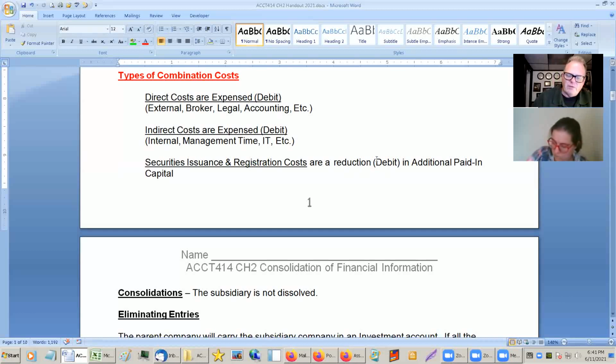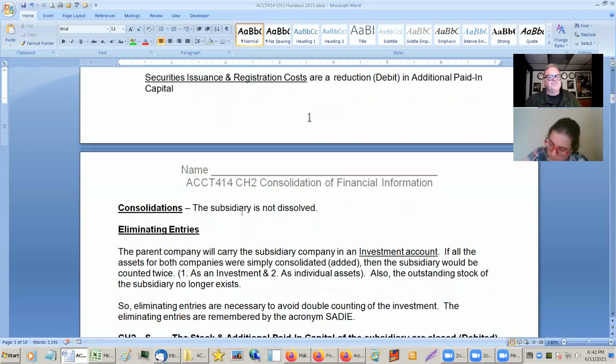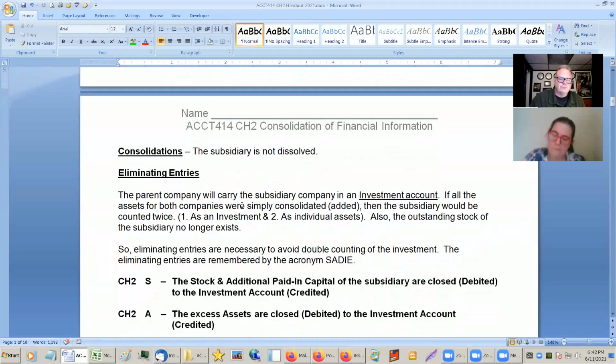So if you buy something for $100 million worth of stock, and it costs $1 million for the registration and all that kind of stuff, then you may say, okay, I really paid $99 million. We reduce the amount of consideration that we gave because we're not going to see it. If you were to sell that, you'd see that money. Okay.